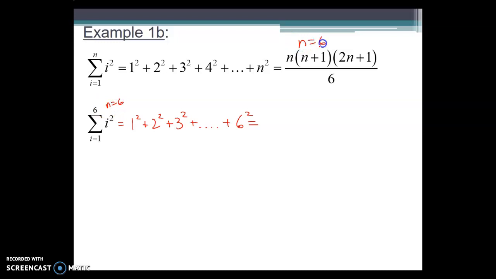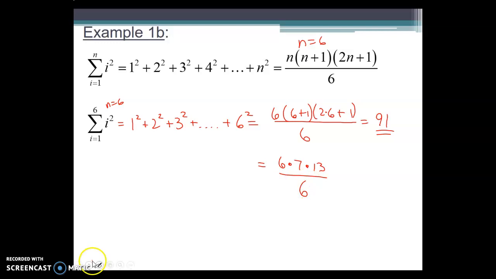Here, 6, and evaluating to hopefully get 91. Pause the video for a second and work that out, just to make sure that you're A-okay there. This would be 6 times 7 times 13, all divided by 6.